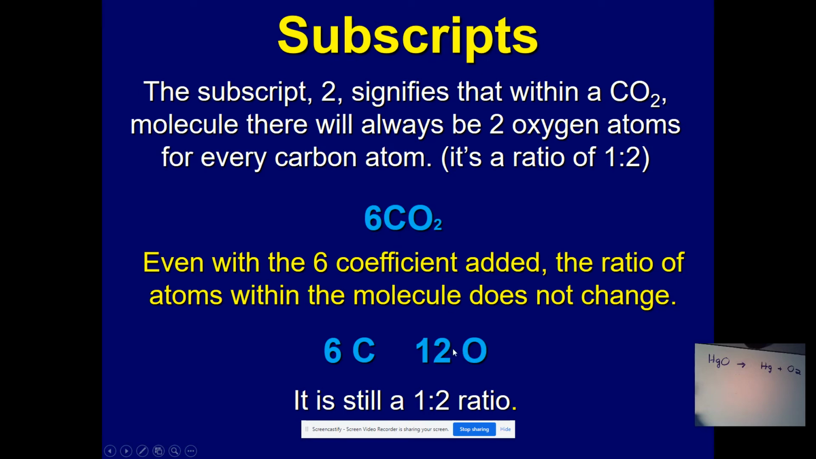Now remember that any chemical formula is a ratio of the atoms to each other. So even before the 6, ignore that 6, there's a 1-to-2 ratio: there are 2 oxygen atoms for every carbon. Even after we add that 6 coefficient, it's still a 1-to-2 ratio. We just divide the 12 by 6, and we still have 1 and 2. So we're not changing the ratio of the actual atoms within the molecule. We're only changing the number of molecules present.